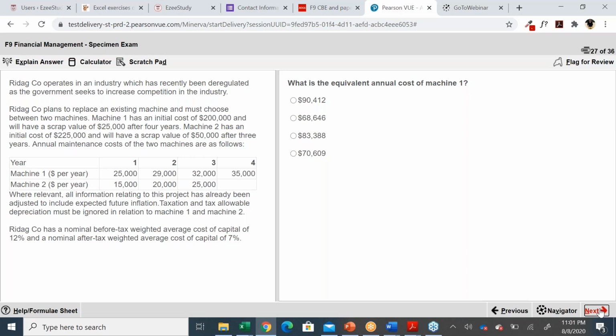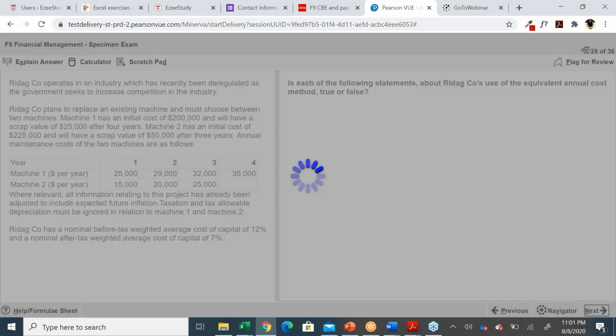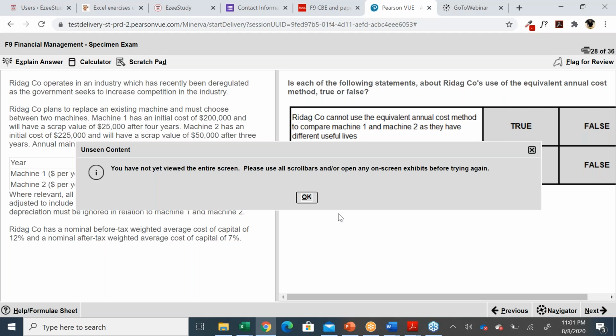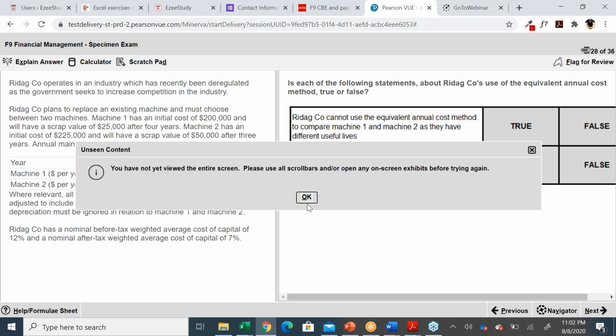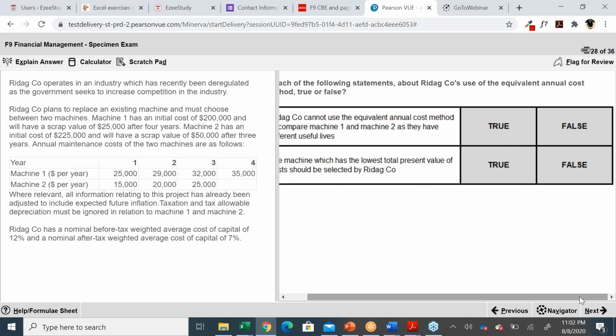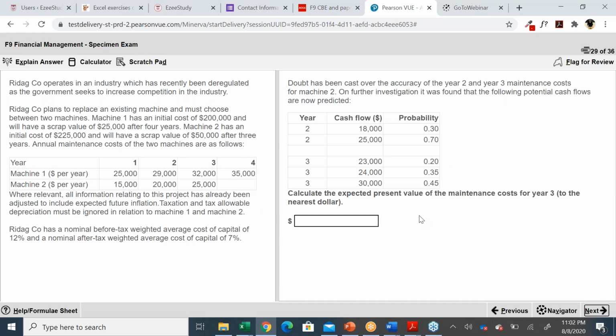So go through this specimen exam, right? And solve the questions as if you are in the exam. I have done few of them, but you should go through all of them and solve it as if you are in the exams, and take a screenshot of any question that you may feel you need to ask.